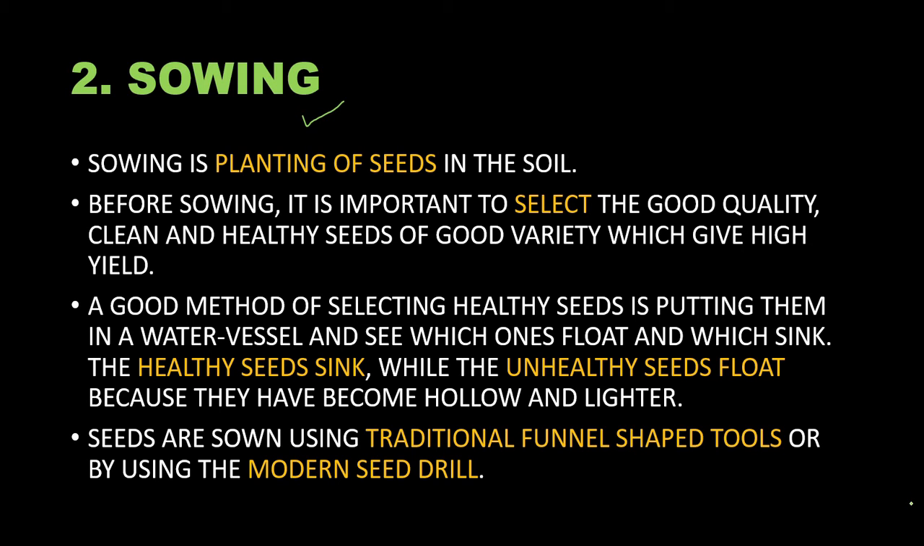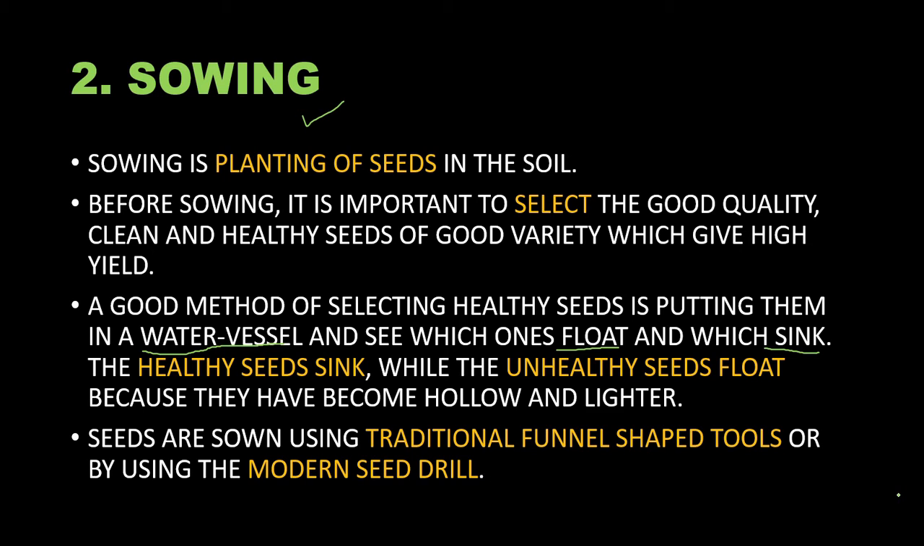Before sowing, it is important to select the good quality, clean and healthy seeds of good variety which give high yield. A good method of selecting healthy seeds is putting them in a water vessel and seeing which ones float and which sink. The healthy seeds sink while the unhealthy seeds float because they have become hollow and lighter.